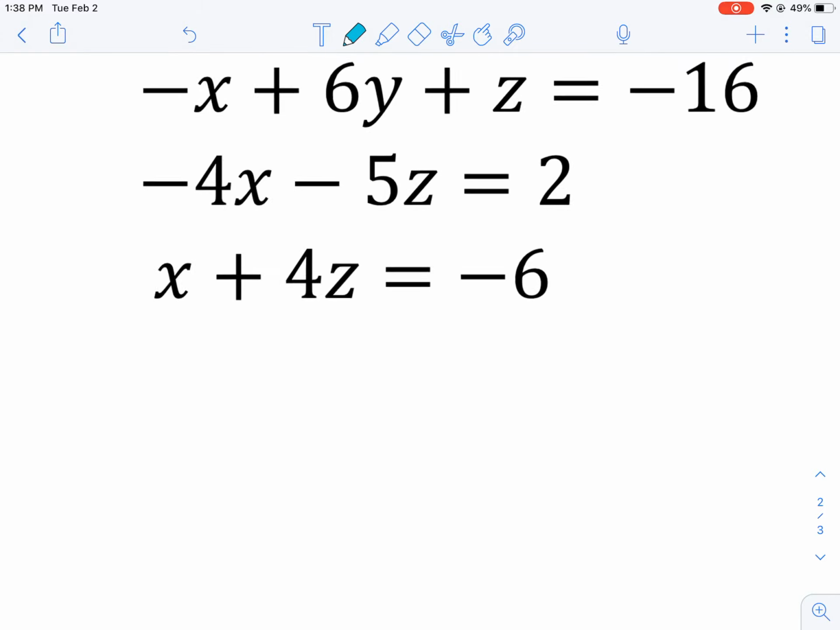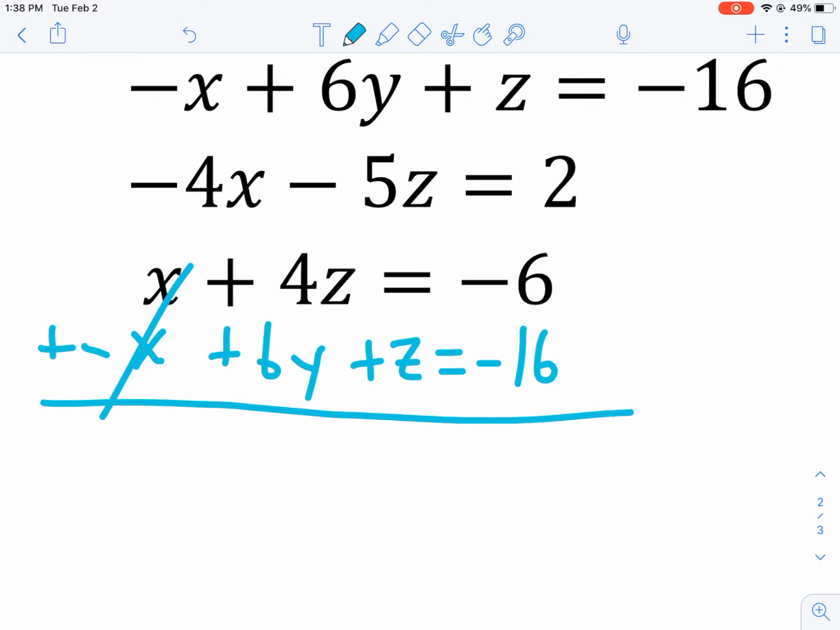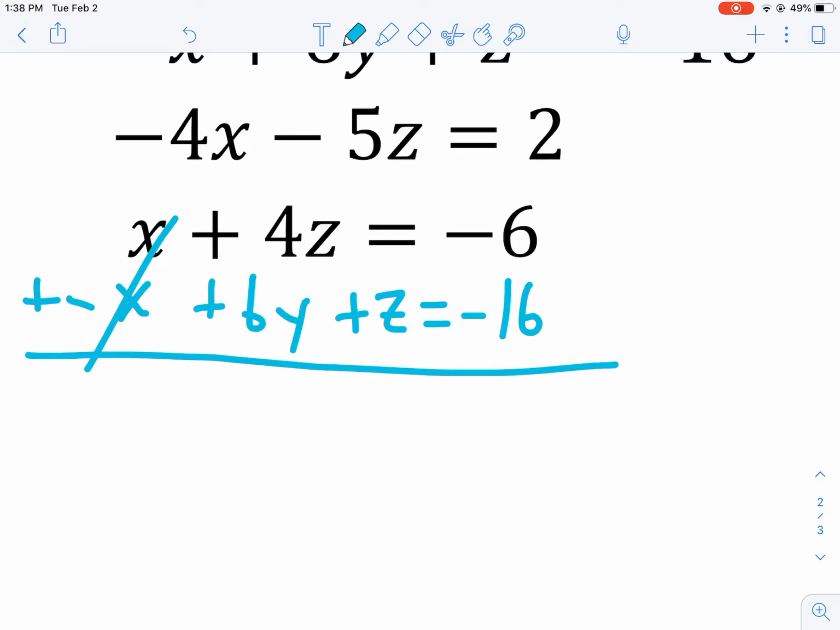So I'm going to rewrite that top equation down here. So we've got negative x plus 6y plus z equals negative 16. And I want to add those together. And if I do, that x cancels out. Now, notice here, there's no y's up there, so that 6y just stays the same. The z's need to be added together. So 4z plus z equals 5z. And that gives us negative 22. And so we're kind of done, okay? Can't do much from there.